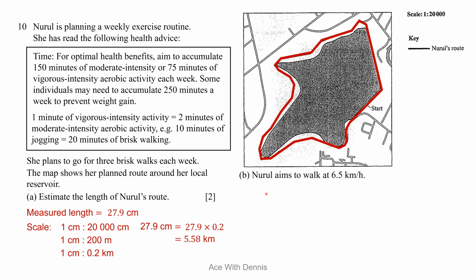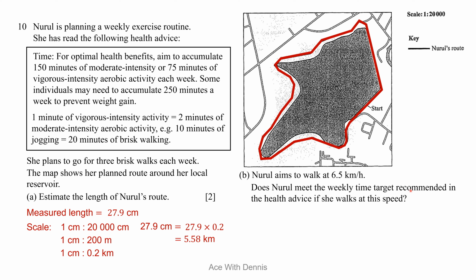Then B. Nurul aims to walk at 6.5 kilometers per hour. Does Nurul meet the weekly time target recommended in the health advice if she walks at this speed? Show how you decide. 2 marks.